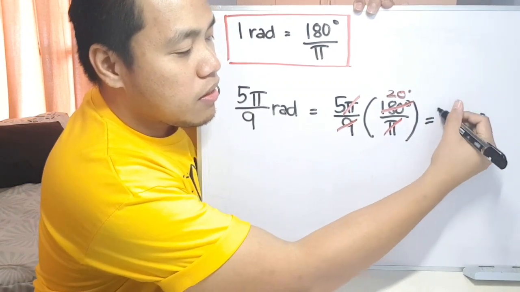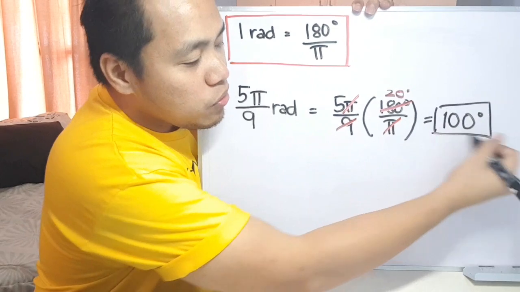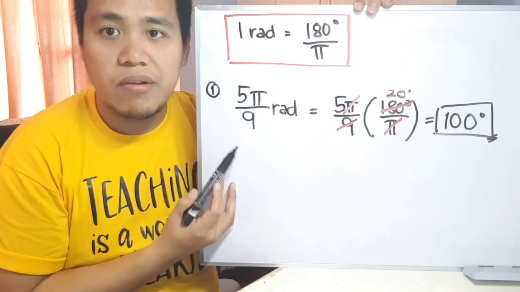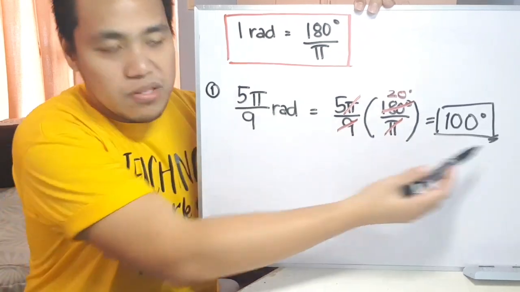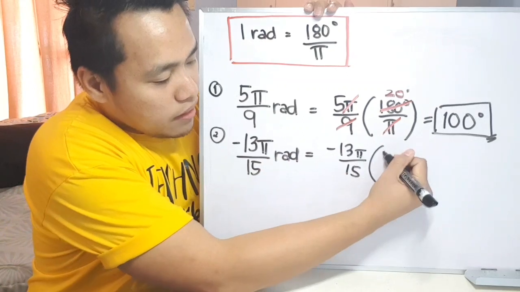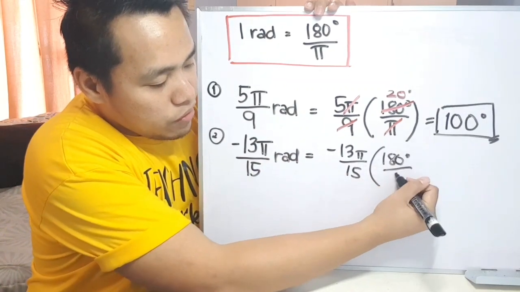Then put degree. So if you're going to remember, our first example a while ago is 100 degrees, which is equivalent to that, and this one is also the same as that. So how about negative 13 pi over 15 radian? Multiply this by 180 degree over pi.